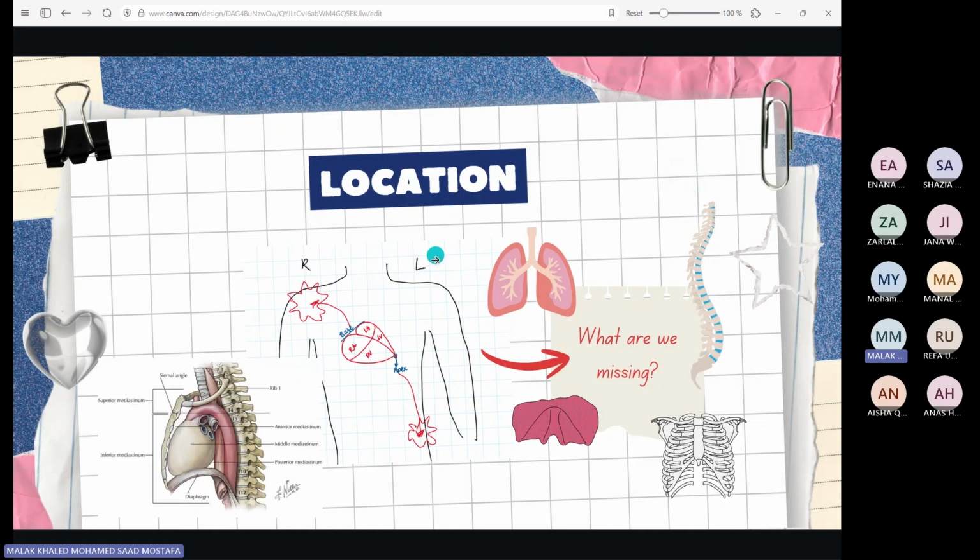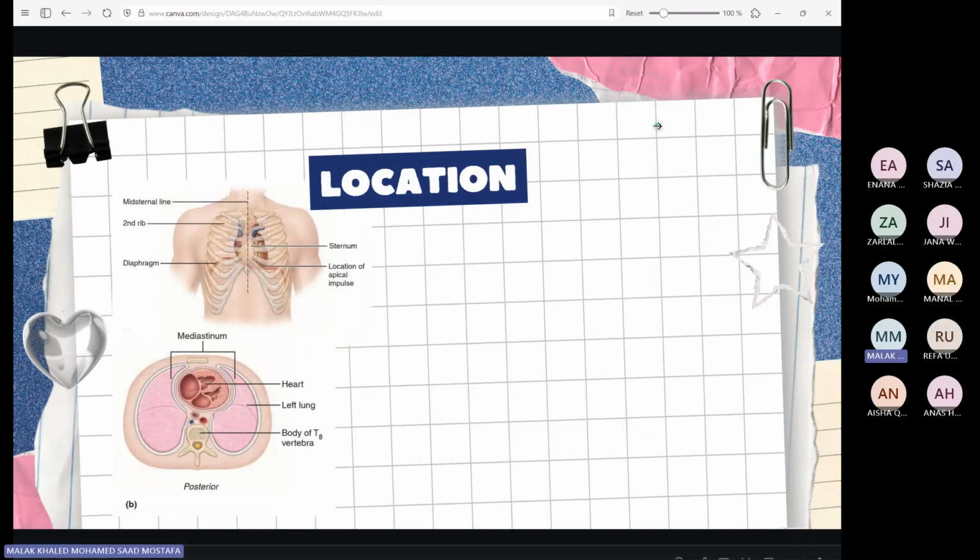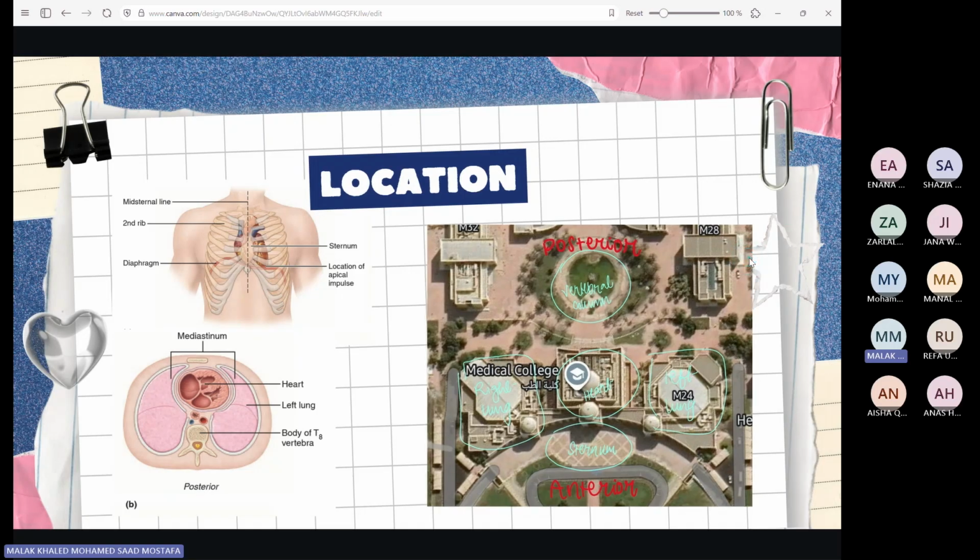This is a diagram. It is not in your textbook, but if it helps you visualize where the heart is located, then that's great. Then we again have more location-related information. This is a transverse section. I think you are familiar with it by now. And if none of the location things make sense to you at all, this is a map of the medical campus, and it's annotated to match how the heart's location is within the thorax. So if none of this makes sense to you, at least hopefully this will make sense.